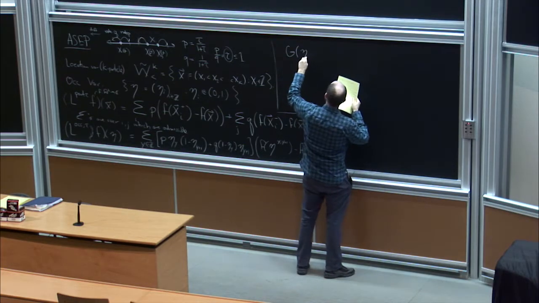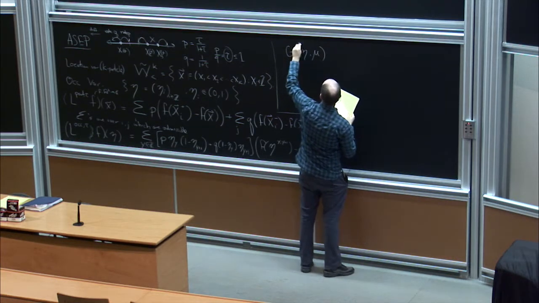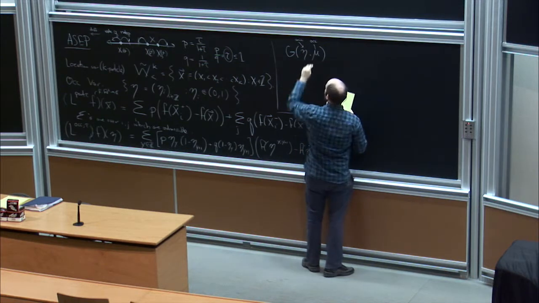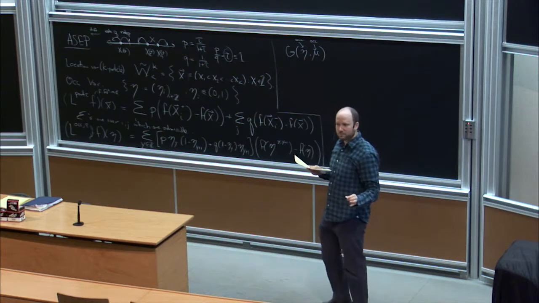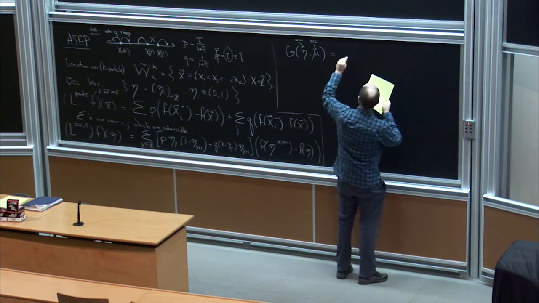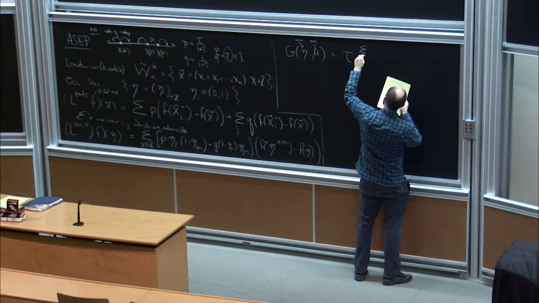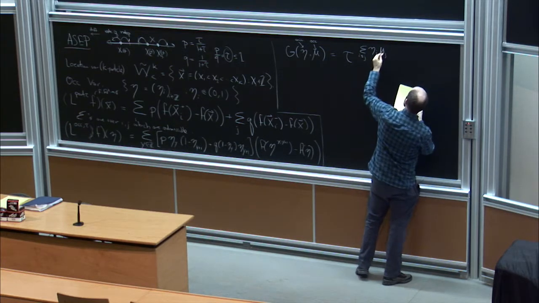So I'll define G(eta, mu). I'll think of each of eta and mu as occupation variables, so these are both occupation variables. They're just collections of zeros and ones. Now I need to define this function. I'll say that G(eta, mu) is equal to tau to the sum over i less than or equal to j of eta_i mu_j.